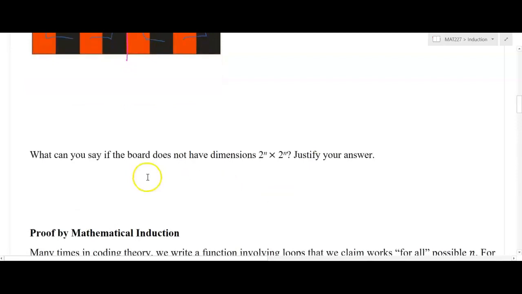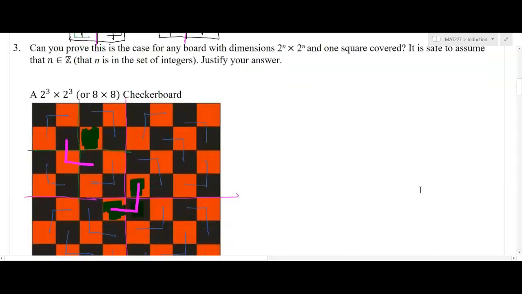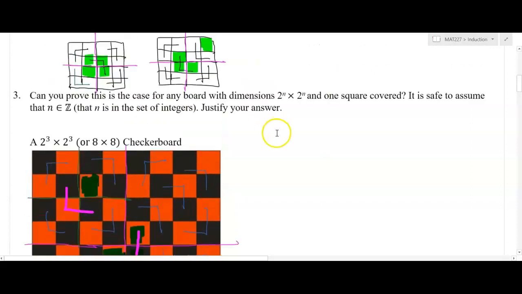So the question is, can I continue doing this for larger n? This kind of proof is a little bit different than other proofs that we've considered because we're trying to ask, can we do this for a 2 to the n by 2 to the n for all n? For all n. Okay, so when you're trying to prove something like this, it's difficult to do because there are infinitely many integers.